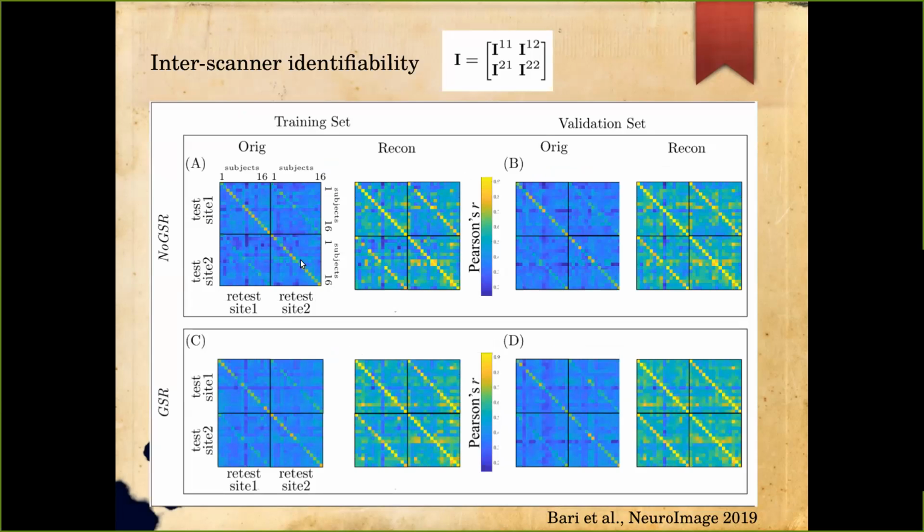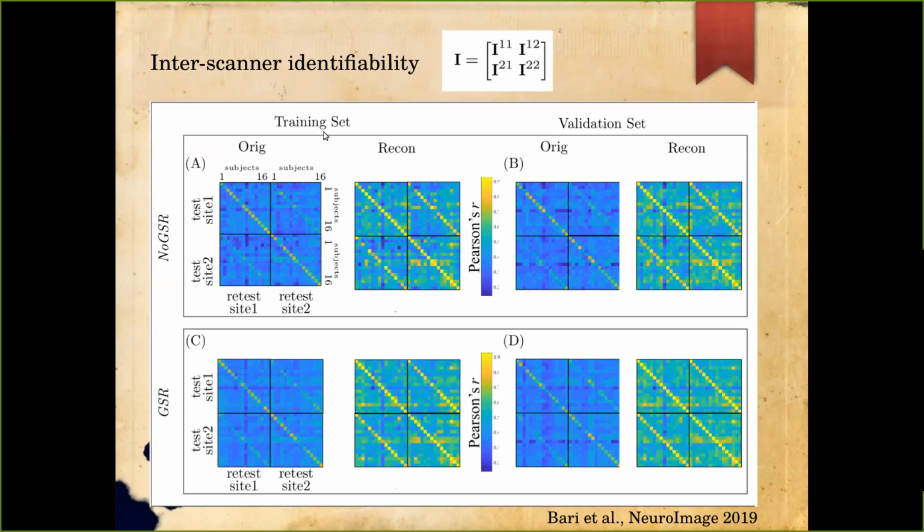This is the really exciting result, the differential identifiability in the original data processed with the state-of-the-art methods. Look at these secondary diagonals when you actually reconstruct the data, how they get much brighter, and you can actually reconcile that for most of the cases, not all, but for most of the cases, this is the same subject collected in different sites, and how that was barely possible to do in the original data. This is with no global signal regression, with global signal regression.